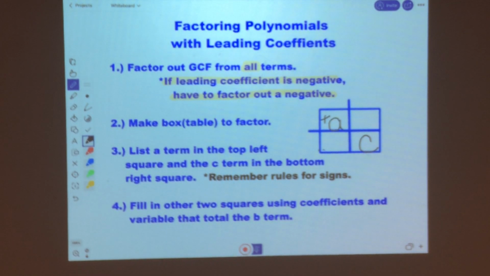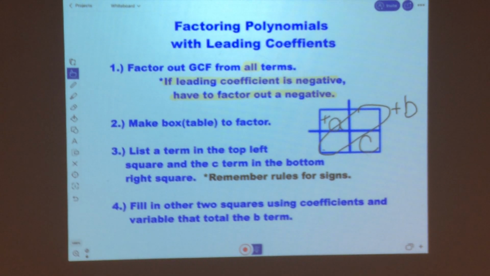Remember the signs for the rules. If the C term is negative, we need one of each. If C is positive but the middle term is negative, then they're both negative. And if everything's positive, then all of our factors are positive. These other two squares are what we need to figure out. This is our guessing and checking part for this method. So what these two squares do, though, is have to add up to your B term.